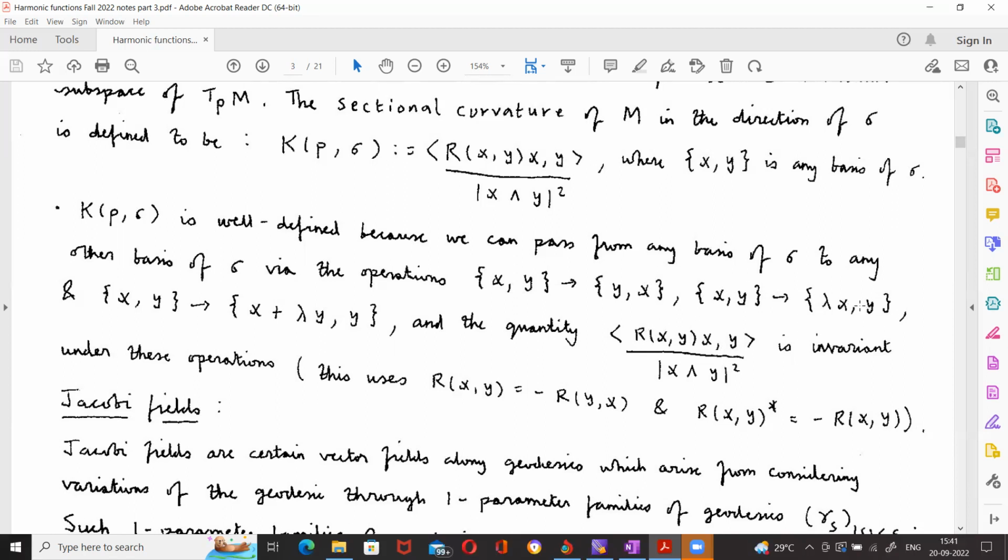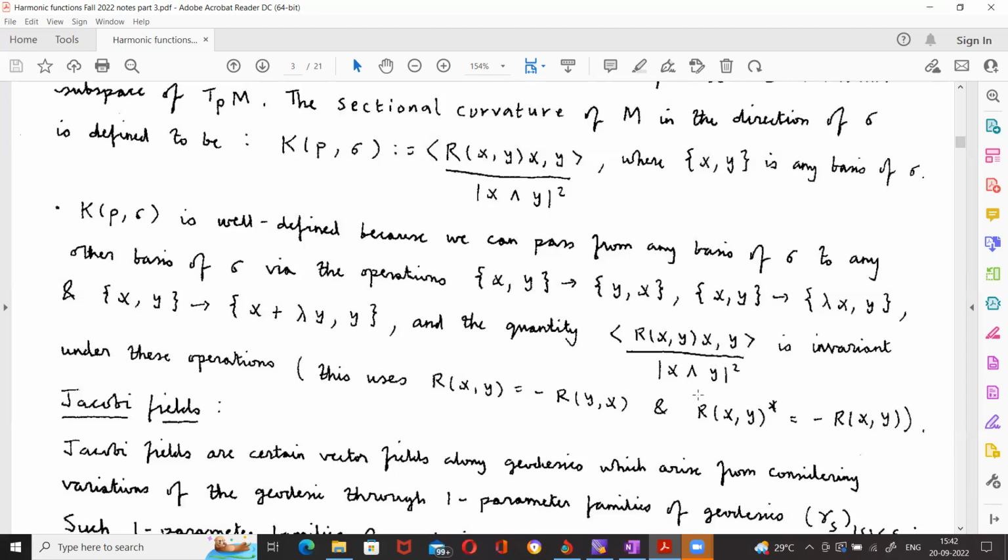And it's invariant under the scaling operation, which is easy to see. If I multiply x by a scalar, then I'll get a lambda squared on top and a lambda squared below, and those will cancel. If I add lambda y to x, then I'll get R(x plus lambda y, y), which will be the same as R(x,y) because R(y,y) is 0, since R is alternating. And then I'll get an x plus lambda y here, and that will give me a term like R(x,y) lambda y with y. That will be 0 because R(x,y) is skew symmetric, so the inner product of R(x,y)y with y is 0. So the numerator won't change, and the denominator is unchanged also under this operation.